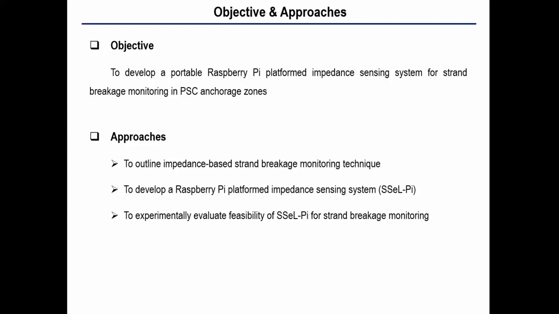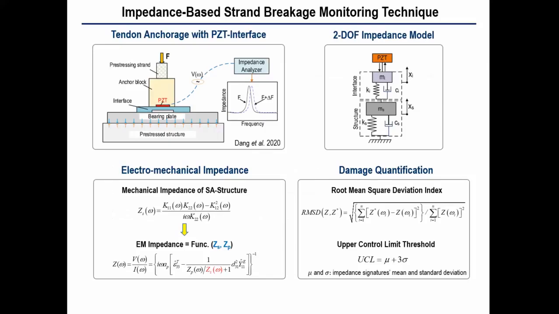So, the objective of this study is to develop a portable Raspberry Pi platform impedance sensing system for strand breakage monitoring in pre-stressed concrete anchorage. Our approach, firstly, is to outline the impedance-based strand breakage monitoring technique, then to develop a Raspberry Pi platform impedance sensing system, and finally, to experimentally evaluate the feasibility of our system for strand breakage monitoring.